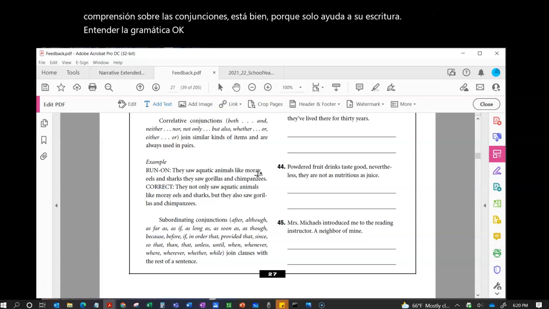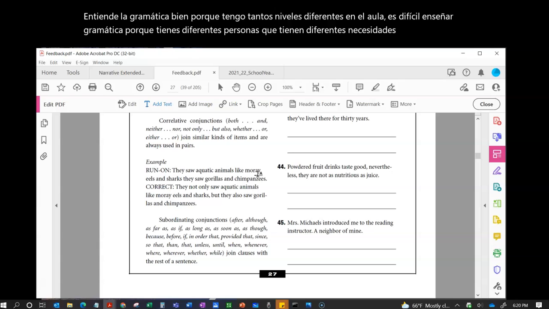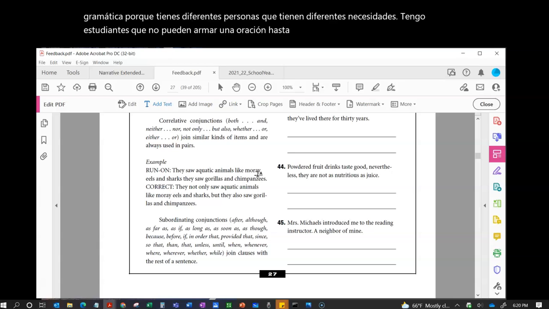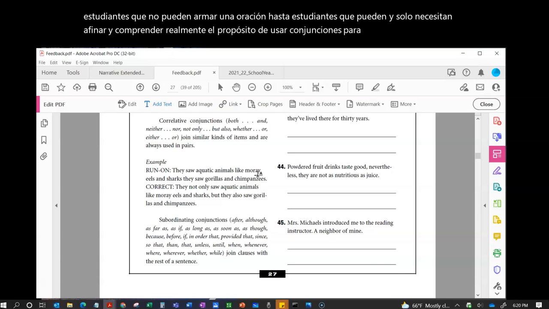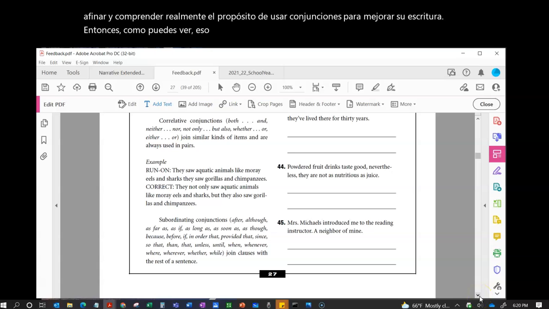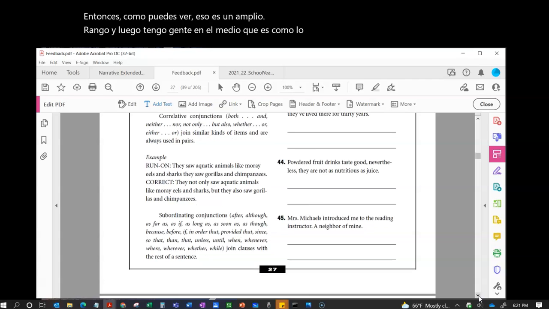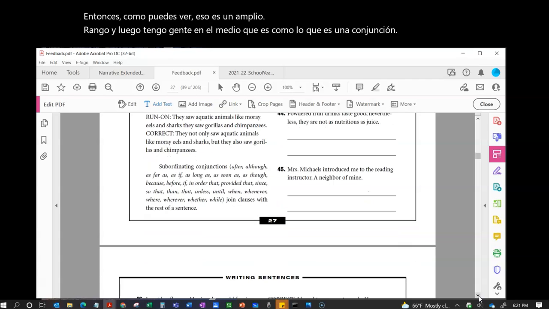Because I have so many different levels in the classroom, it is hard to teach grammar because you have different people that have different needs. I have students that can't put a sentence together, all the way up to students that can and just need to fine tune and really understand the purpose of using conjunctions in order to make their writing better. So as you can see, that's a wide range. And then I have people in the middle that are like, what's a conjunction? So refer to Khan Academy.